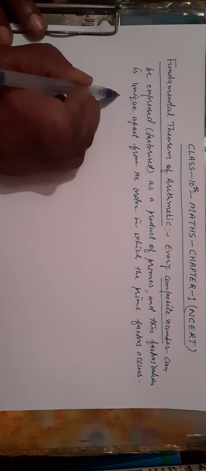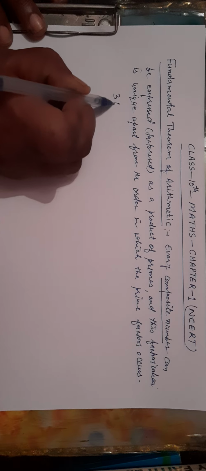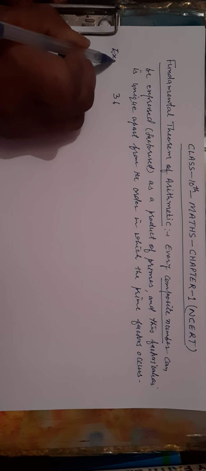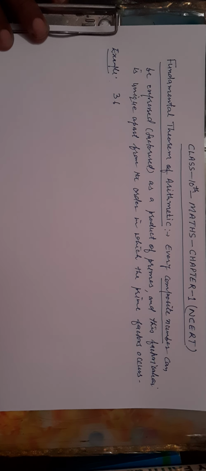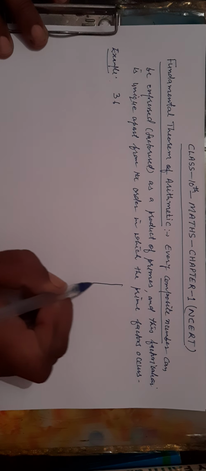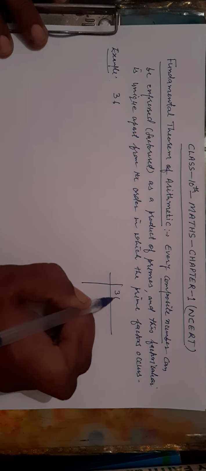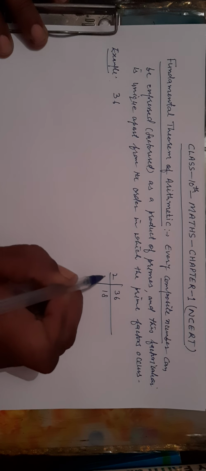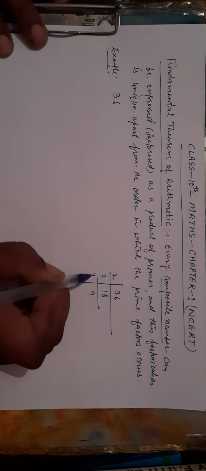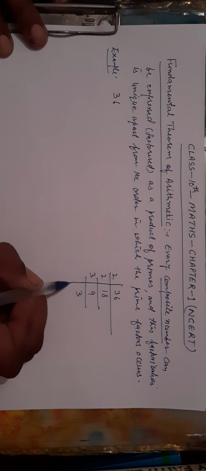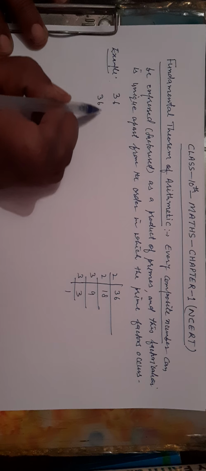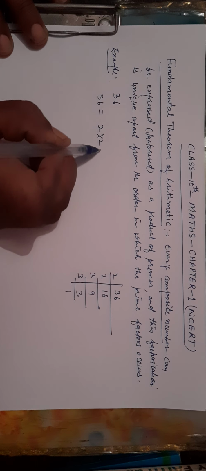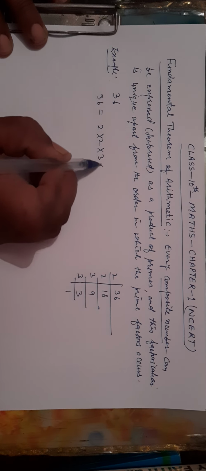Let us suppose you have a number 36. Example: you have the number 36. Now 36 can be factorized as a product of prime factors. Now see, I am factorizing 36. 2, 18, 2, 9, 3, 3, 3 and 1. See, you can write 36 as 2 into 2 into 3 into 3.